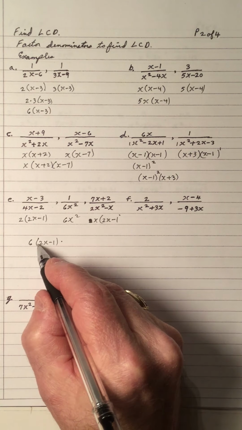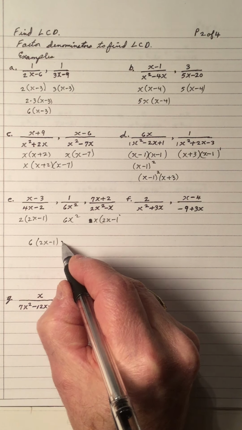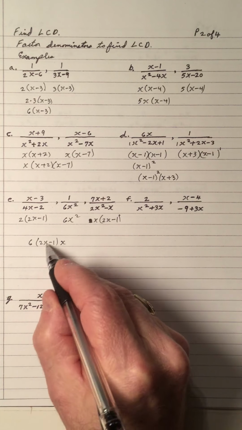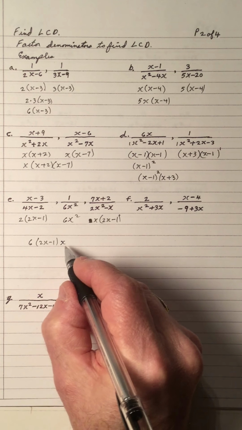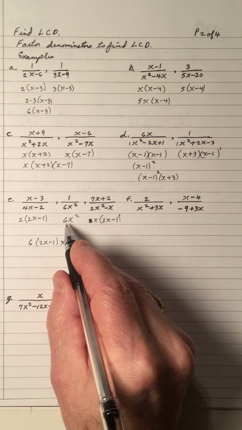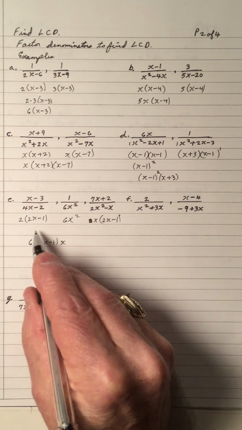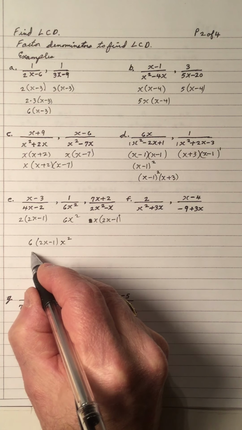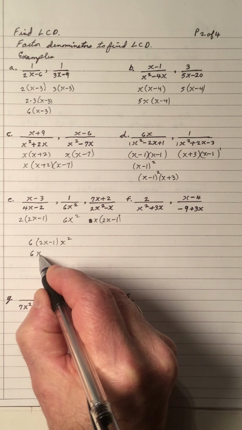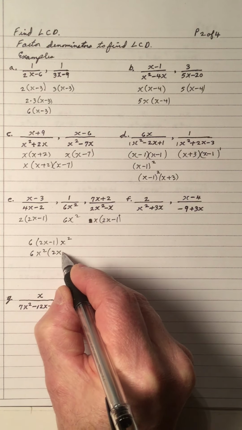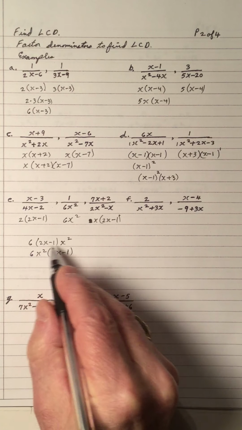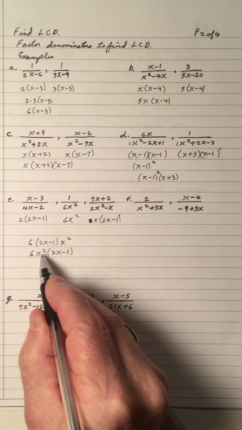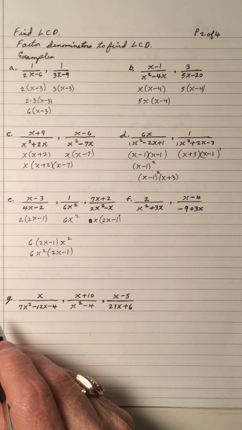So I got a 6 already, and I need an x. So let's put the x there. I got the x's here, and I got 2x minus 1 is here. So all together, 6, I have an x, and there's an x here and an x squared here, so I need to square. So to tidy that up in the right order, I have a 6x squared times 2x minus 1. The reason I changed that is because I like to have the monomial in front of the binomial.